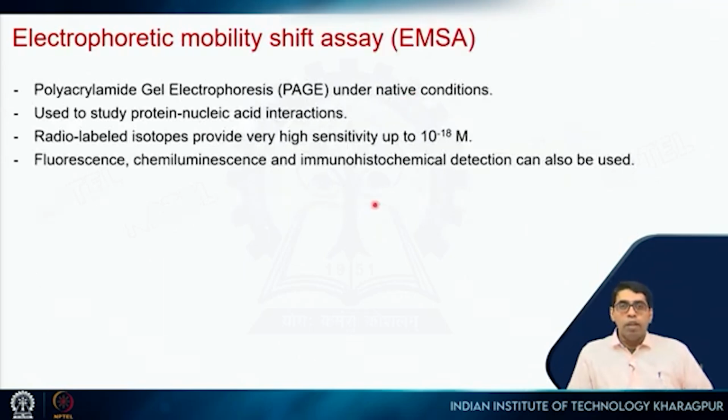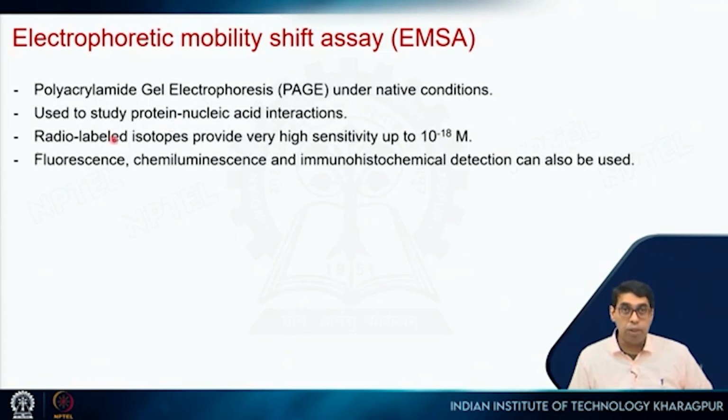Okay. There is another very popular and widely used experiment which is called electrophoretic mobility shift assay. So we have already seen polyacrylamide gel electrophoresis, but we saw it under denaturing condition. So here we are going to use the same method, same gel electrophoresis, but under native conditions. And typically this experiment is used to study protein nucleic acid interactions. And as I mentioned a few minutes back, protein nucleic acid interactions are very tight, right? So EMSA is something that can actually detect much tighter interaction.